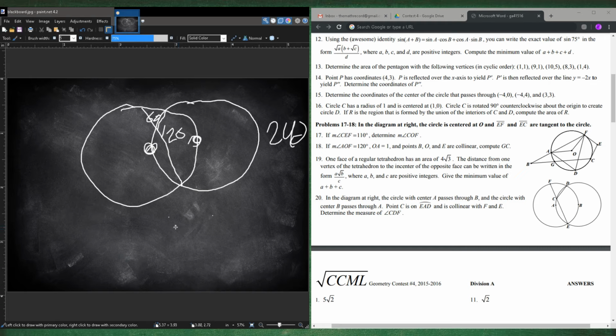Think about it, because if F and D are on a circle, you make another circle with C as the center, and that's 60, right? And you kind of just draw a line. It's just got to be equilateral. So since triangle CFD is equilateral, that means angle CDF is also just 60 degrees. That covers everything for the CCML Geometry Contest for 2015-2016 Division A.